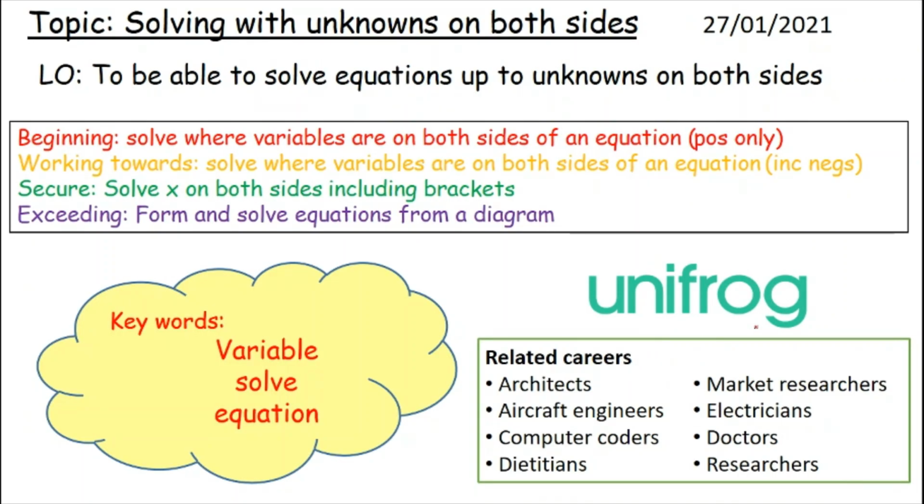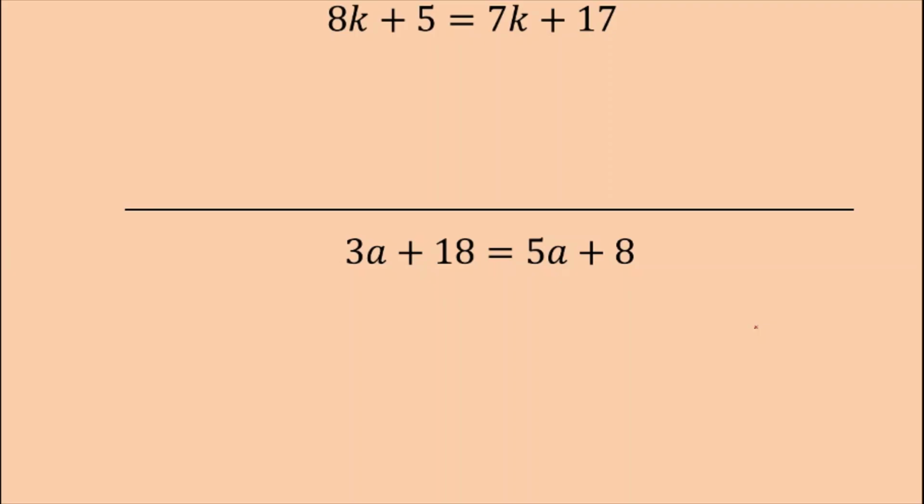Okay, today we are going to be looking at solving equations where we have an unknown on both sides. So you'll have x on both sides of an equation. Okay, so here are 2 examples. Just so you know, I've tried to use as many different letters as I can so we're not always using the letter x, because although it is very common, it is not the only letter.